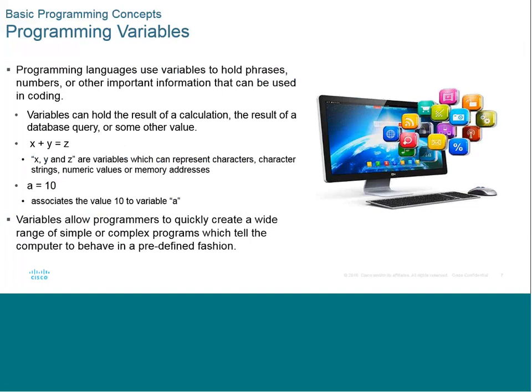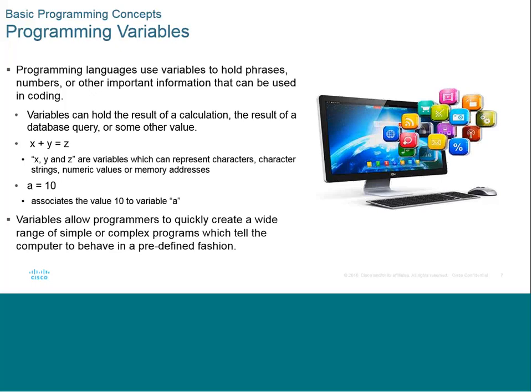Here, we can define the programming variable as: in computer programming, a variable is a storage address paired with an associated symbolic name which contains some known or unknown quantity of information referred to as value. Here you can see that it is given x plus y is equal to z. What does it mean? We are adding two numbers, but we didn't write the numbers here, we have written variables: the variable x, variable y, and variable z.